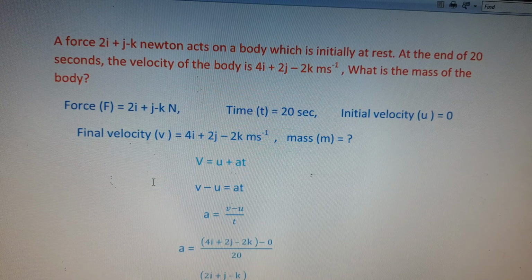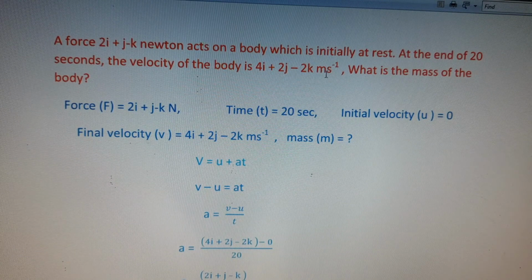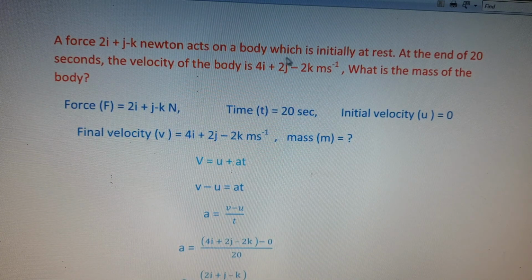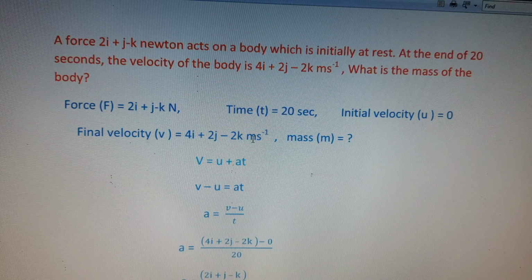The important 4 marks question: the problem is, a force 2i plus j minus k Newton acts on a body which is initially at rest. At the end of 20 seconds, the velocity of the body is 4i plus 2j minus 2k meter per second. So what is the mass of the body? As per the given data, force F is equal to 2i plus j minus k Newton, and time t is equal to 20 seconds. Initial velocity u will be 0, because the body is initially at rest, so the initial velocity will be 0. And next, final velocity v is equal to 4i plus 2j minus 2k meter per second.